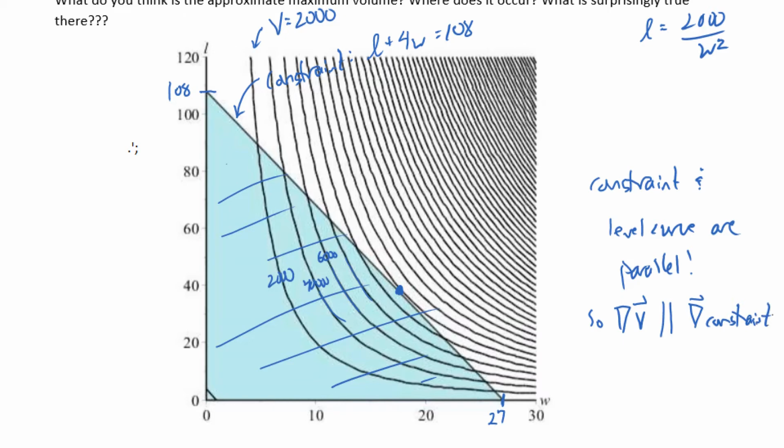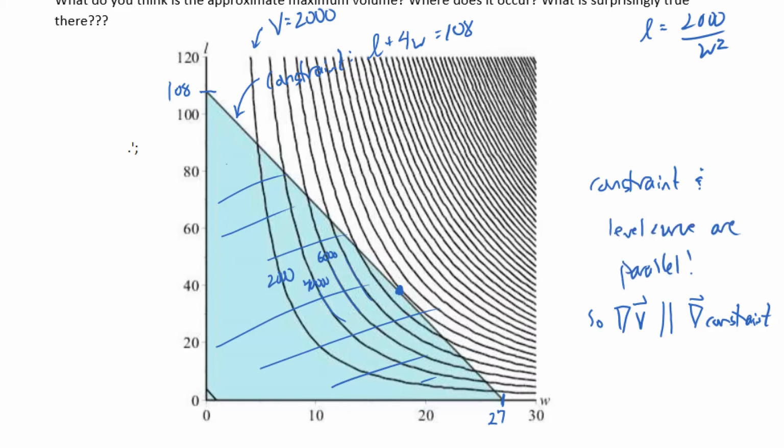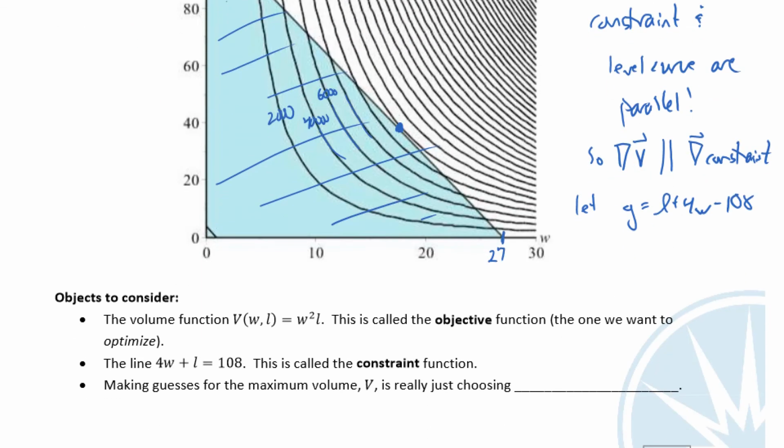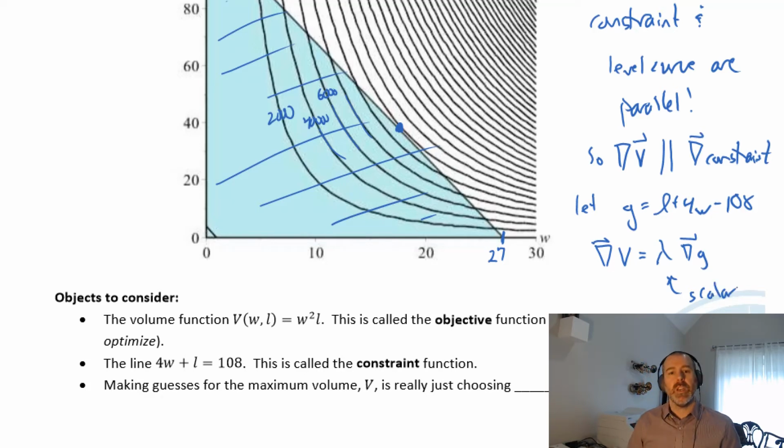If we let our constraint, let's say here, let G be equal to L plus 4W minus 108. So that's essentially when our constraint is equal to 0. We want the gradient of V to be parallel to the gradient of G, which means it's some scalar multiple. So we'll use lambda as our scalar multiple. So this is the key.